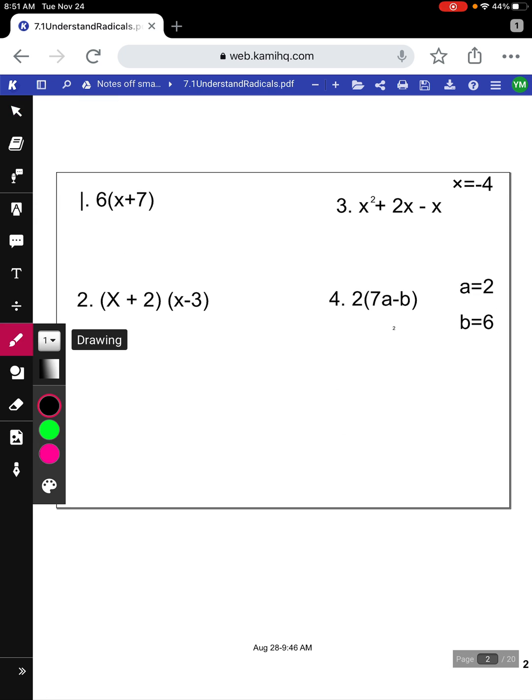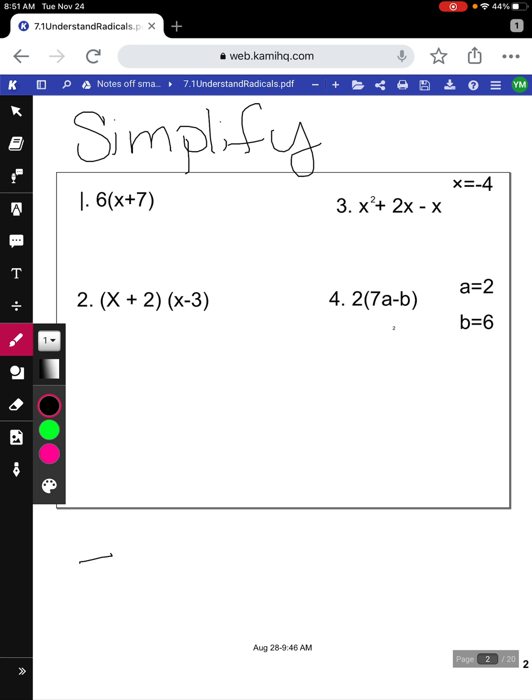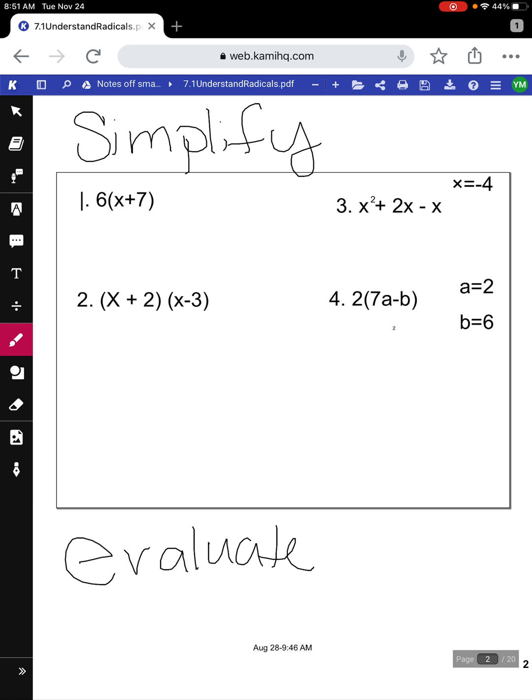So we're going to review how to simplify an expression. There's a difference between solving and simplifying. Okay? On an expression, you simplify or you can evaluate. You do not solve an expression. You only solve an equation. So we did this one on our skills review test, right? And you distribute the 6.